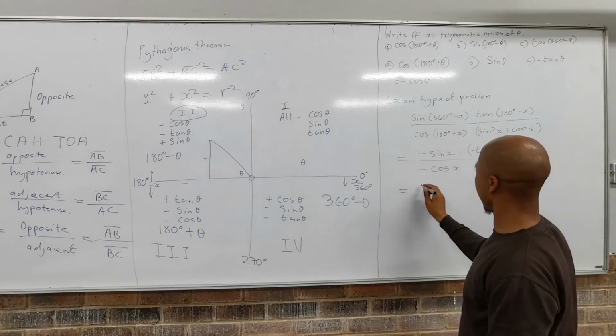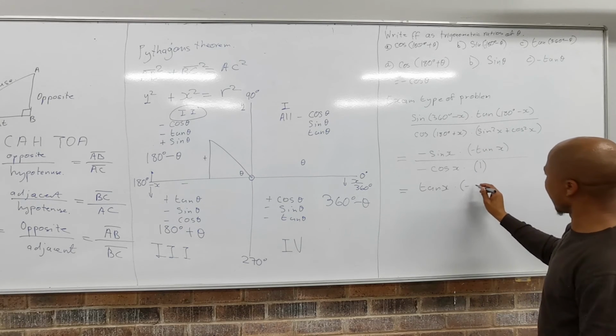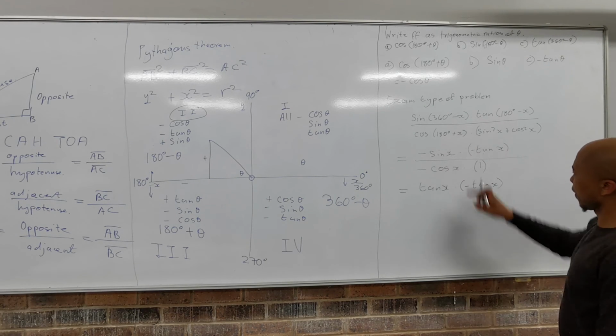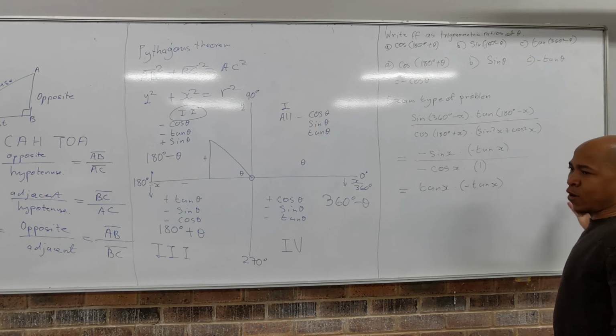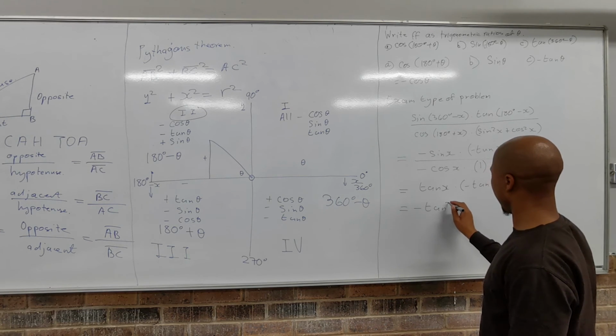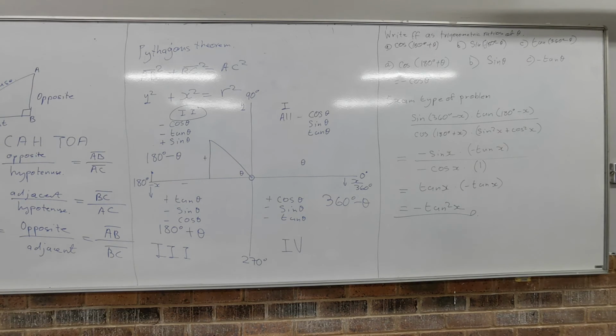Now, we have tan x multiplied by negative tan x, multiplied by 1. Therefore, we have negative tan squared x. Remember, the question said you should give the answer as one trigonometric function, and we have found that it is negative tan squared x.